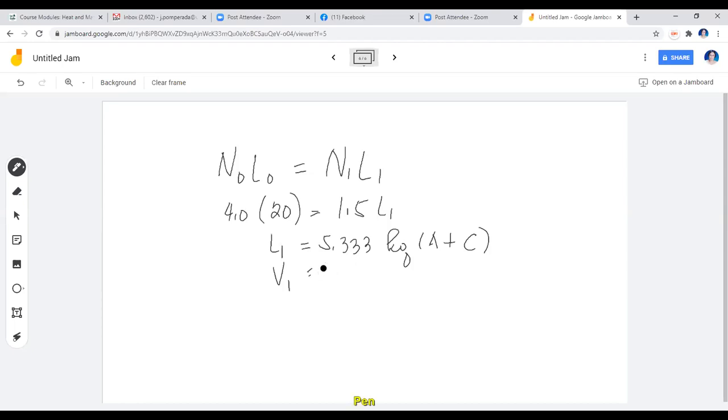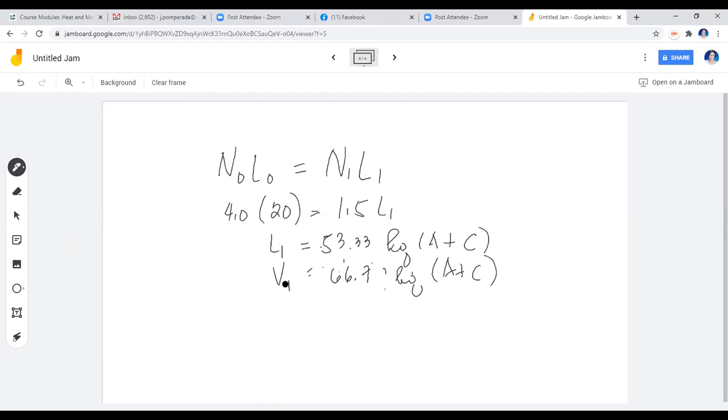I multiply 4 times 20, that's 80. Divided by 1.5, so this should be 53.33. So 120 minus 53.3, that would be 66.7. We'll change this. So this should be 53.33 and this should be 66.7. This is kilograms also, A and C.